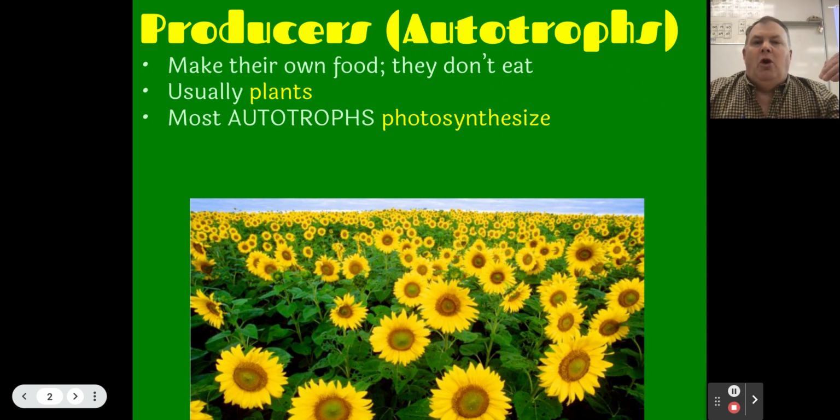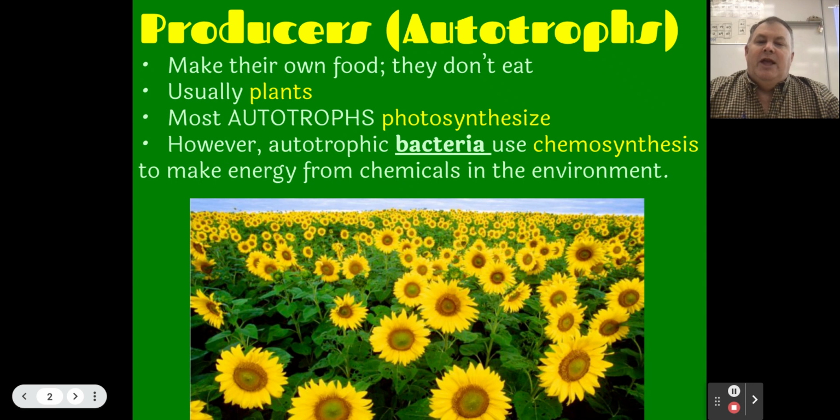And you may recall photosynthesis occurs in plants, specifically in a region of the plant that takes the photons or energy from the sun and converts it into a product. That's photosynthesis. Now, there are some bacteria that can also make their own energy, and they use a means called chemosynthesis. And that is, they're making their energy from the environment.